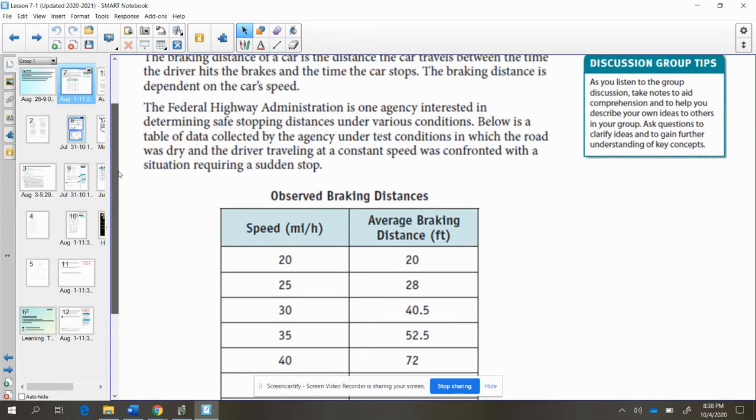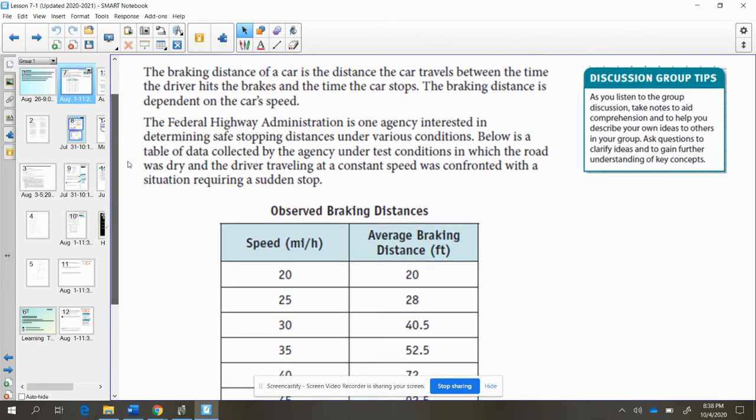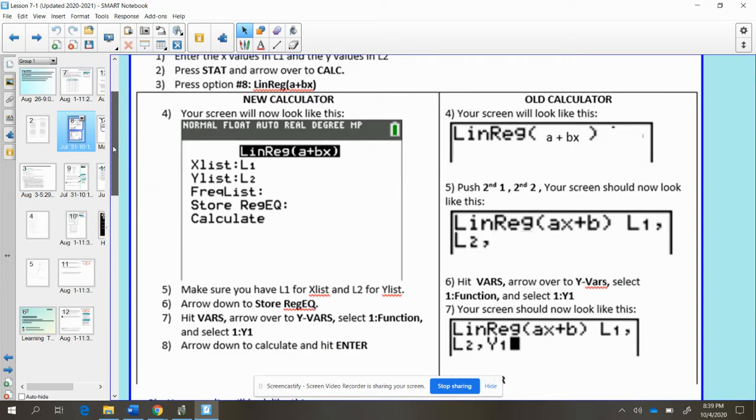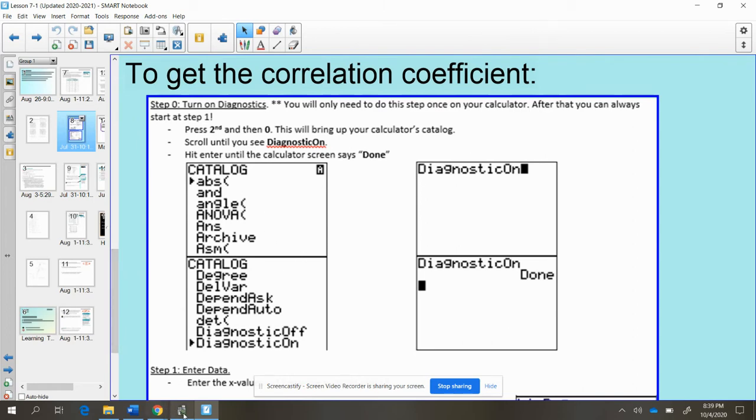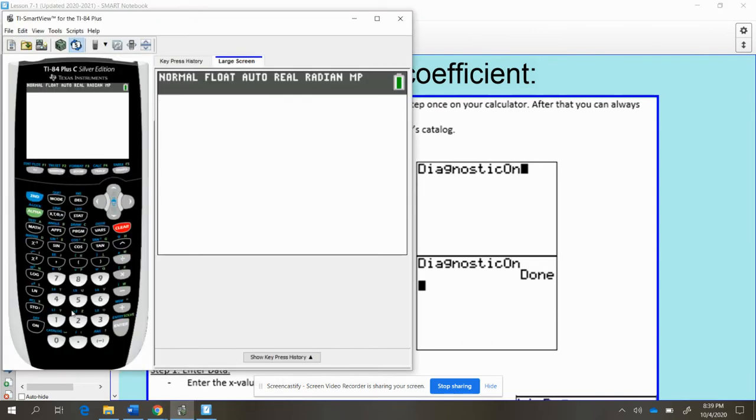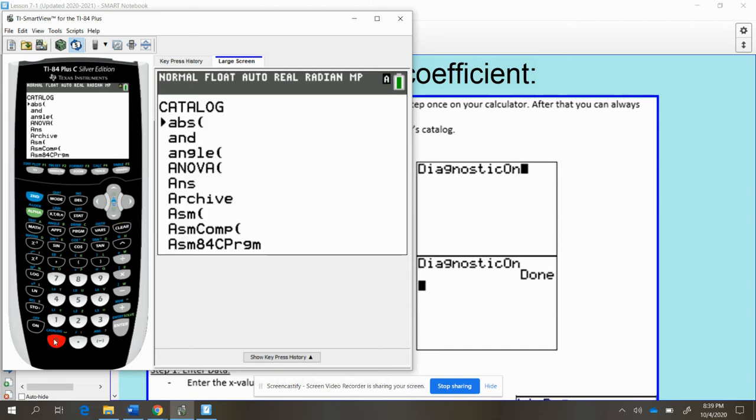So what we want to do with this is create a linear regression eventually in our calculator. Now to do that, a couple of things. We want to make sure we have our correlation coefficient turned on. If you look on that handout that I provided, you only need to do this once and it should stay on, but you're going to hit second 0, you're in your catalog, and then you're going to scroll down to diagnostics.